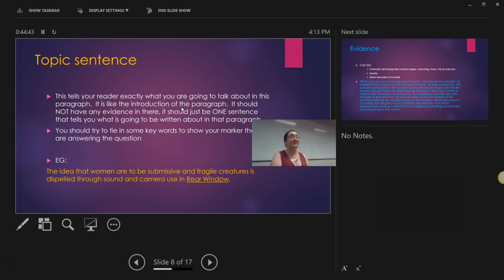Which, if you've done some decent planning in your 10 minutes before, you'll pretty much be able to drag and drop, and go, okay, well, that's it. That's what it's going to be. You should try and tie some keywords in so that your marker knows that you're answering the question, particularly when we're talking about the exam, because when we're marking, we take, I would say, 20 minutes per piece.